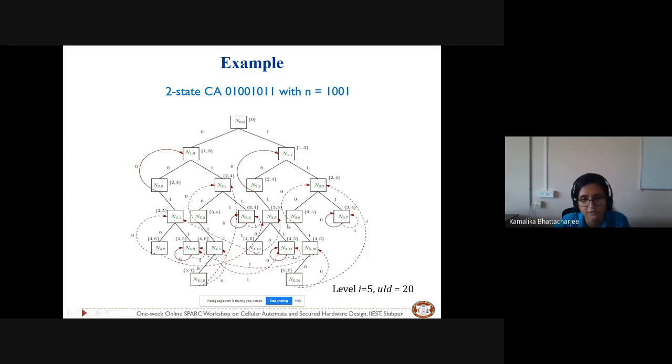Now at level 5, the structure will be something like that. You will be having most of the irrelevant loops and only 2 nodes will be added. And if we go for level 6, we can see that there are no more unique nodes. So up to this level 6, none of the nodes have violated any reversibility condition. So we can declare the CA as reversible for this specific n, whatever n we have given.